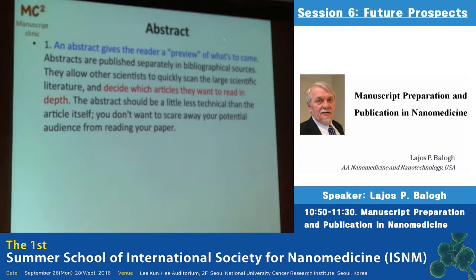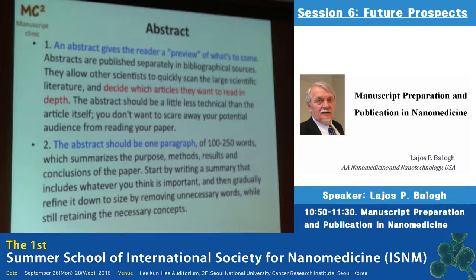The abstract gives the reader a preview, and that's again a decision point whether they want to read in depth or not. Therefore, it should be a little less technical. Remember, title and abstract should be a little less technical than the article itself. You don't want to scare away your potential audience. Then in the body, you have to get technical as it is.